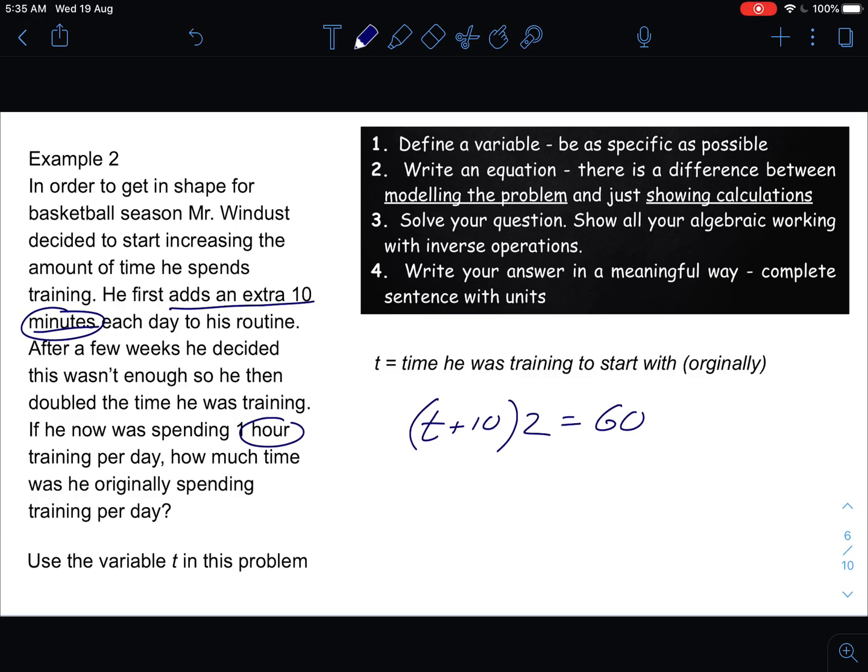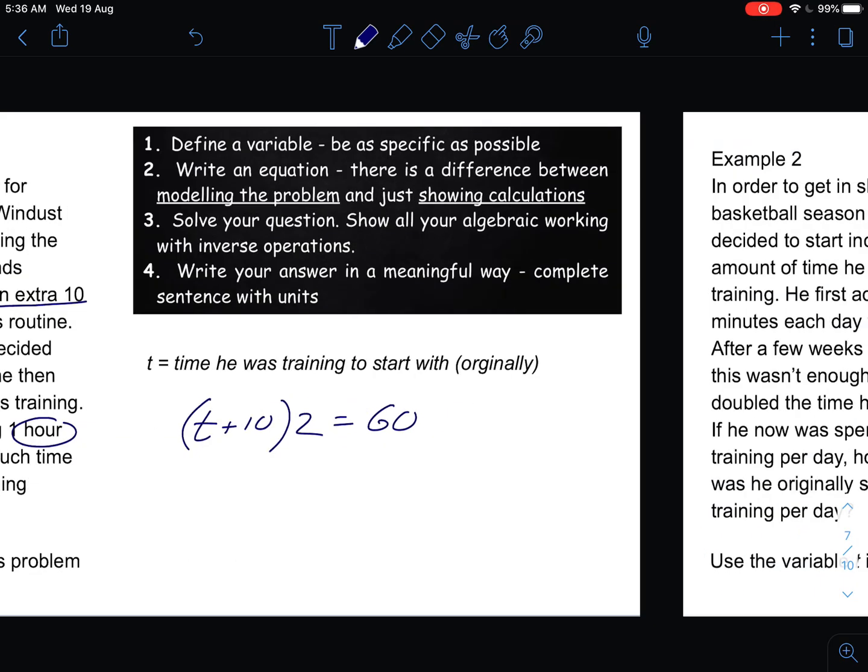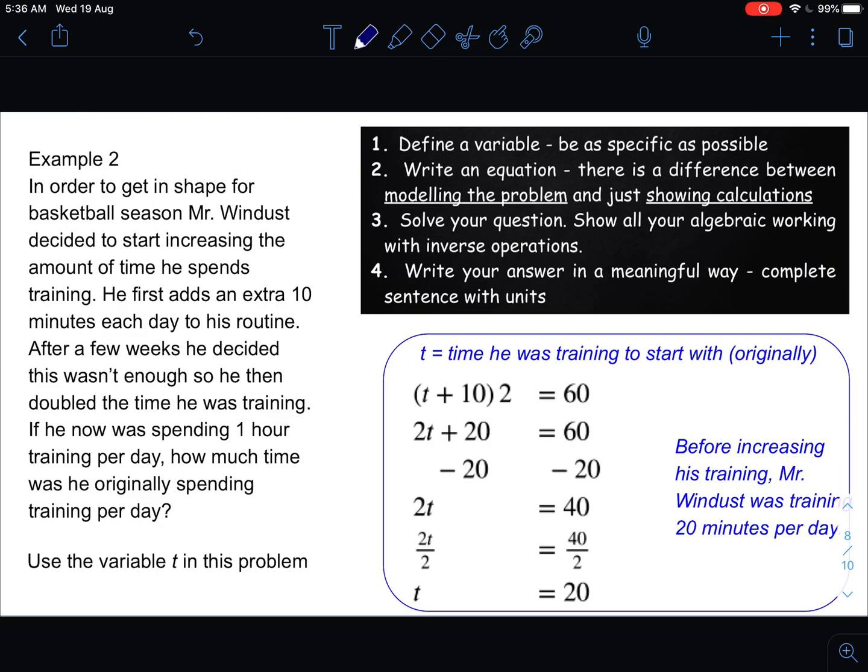All right, third step, I'd like you to solve that equation, showing all your inverse operations. What you should have ended up with is something that looks like that, where you get down to T equals 20. And then the last thing is writing your answer in a meaningful way. So I went ahead and put that down.